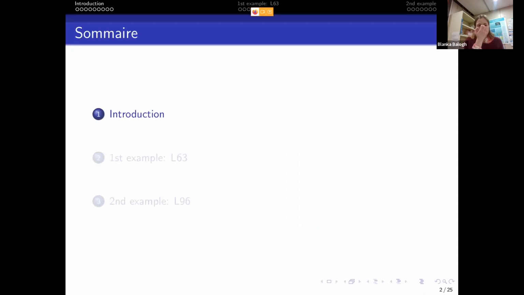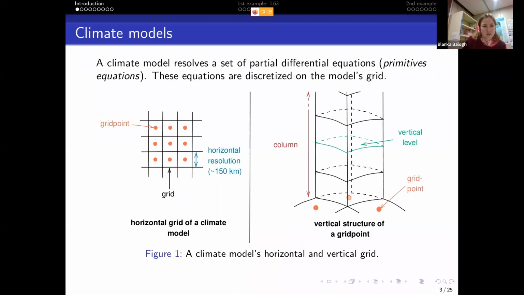I think that you're all familiar with climate modeling, but I would like to make a small introduction on climate models. A climate model resolves a set of partial differential equations called primitive equations. Since the set of equations contains the Navier-Stokes equation, we don't have any analytical solution yet. But we can construct an approximate solution to this set of equations. For this, the equations need to be discretized on the model's grid.